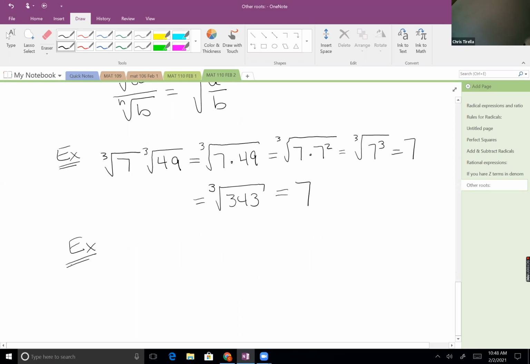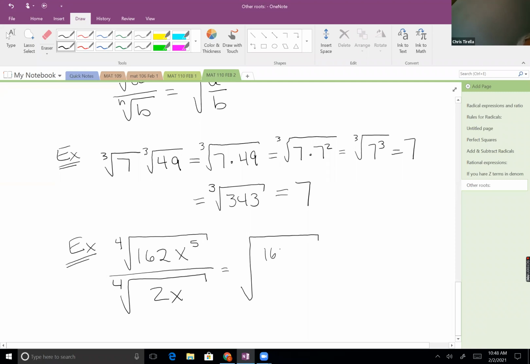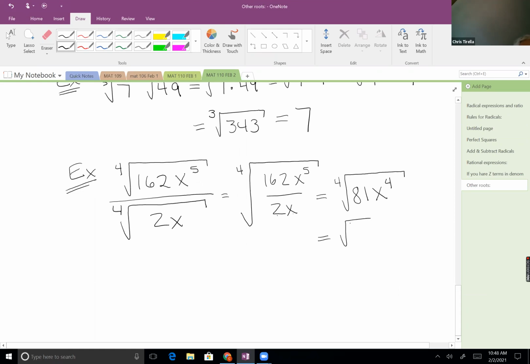Likewise, if I have the 4th root of 162 x to the 5th over the 4th root of 2x, because the indices are the same, I can go ahead and divide and get the 4th root of 162 x to the 5th over 2x. Let's see. 2 into 162 is 81. x into x to the 5th is x to the 4th. So we can take the 4th root of 81 times the 4th root of x to the 4th. And I think we already saw that the 4th root of 81 is 3. And does it make sense? The 4th root of x to the 4th would just be x. And so we can simplify that to 3x.